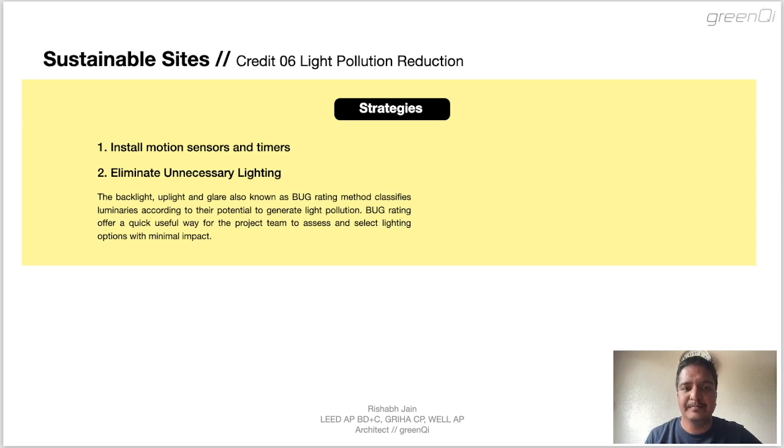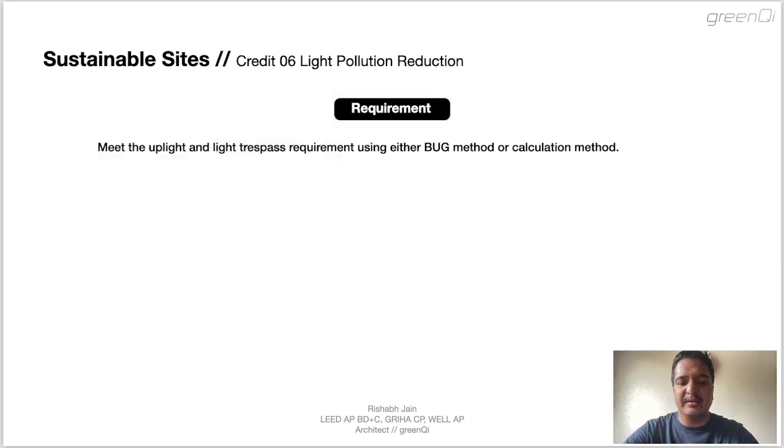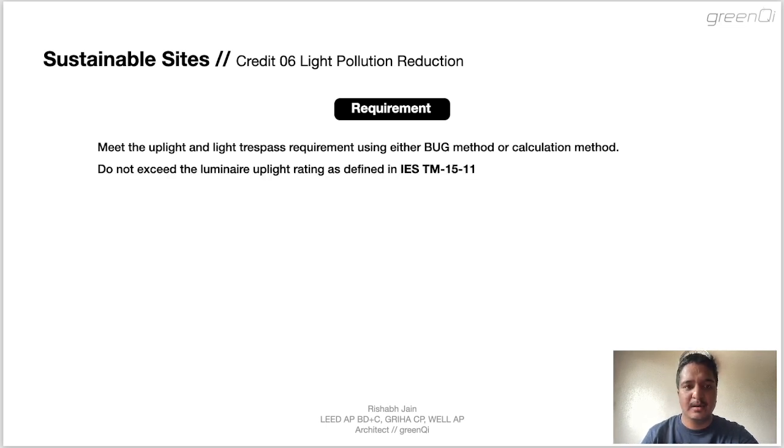Now moving ahead to the requirement of the credit: meet the uplight and the trespass light requirement using either the BUG method or the calculated method. For the purpose of your exam, you need not know the calculation method, so we are going to skip it in this video. If you are still curious, please visit the LEED website where you can find that information. Another important point to remember: do not exceed the luminaire uplight rating as defined in IES TM-15-11. Please take note of the standards being referred to as they're of utmost importance.